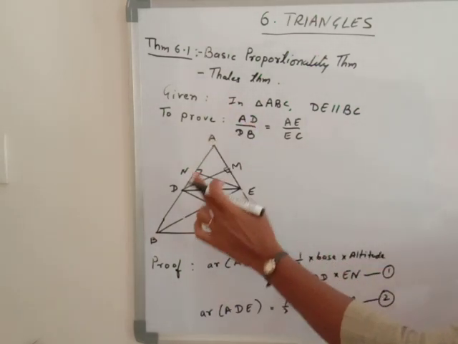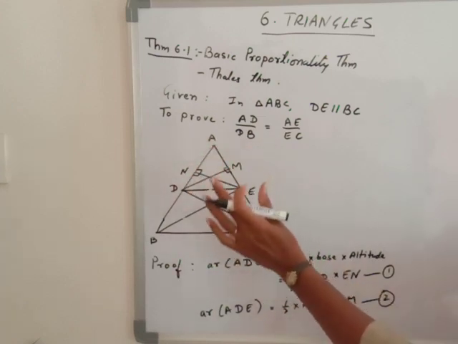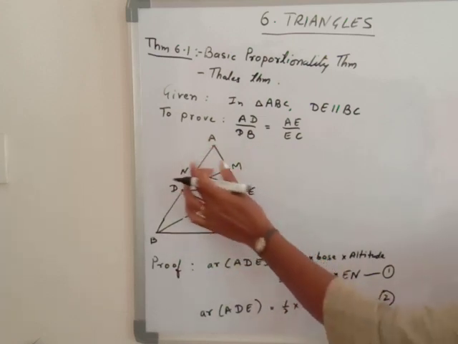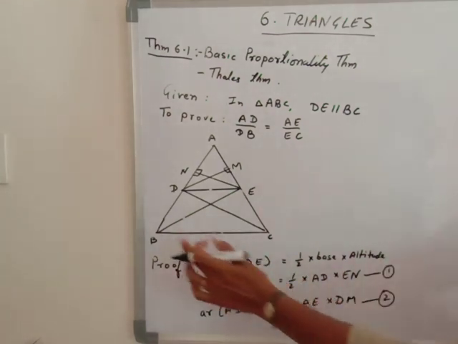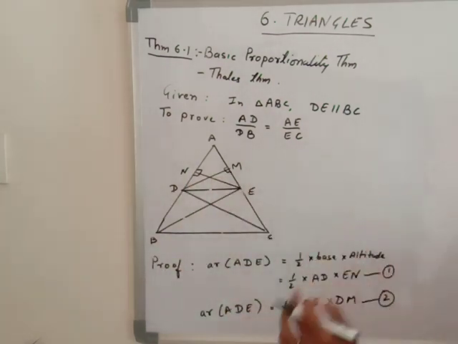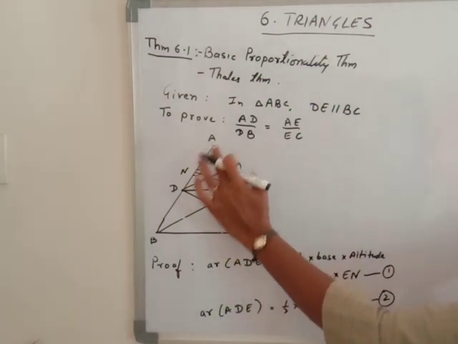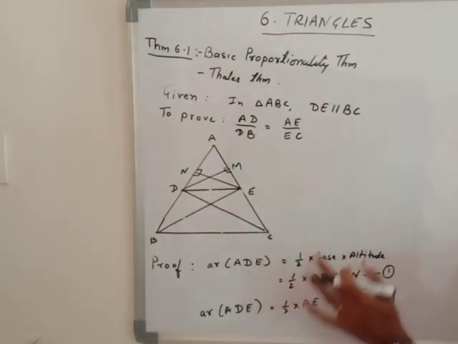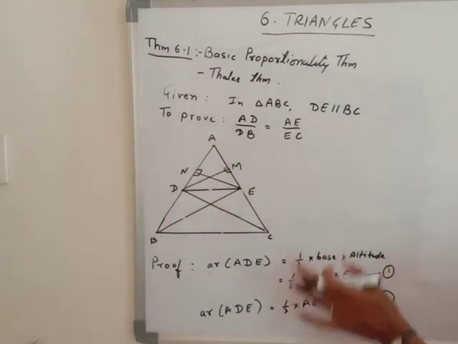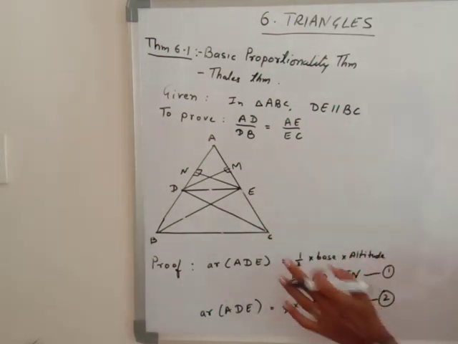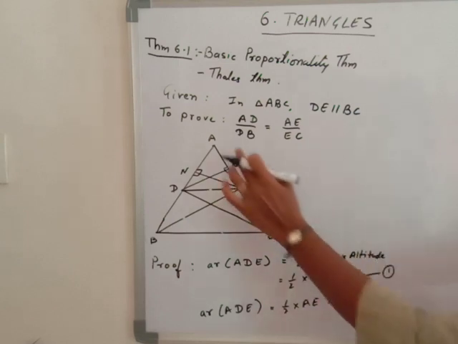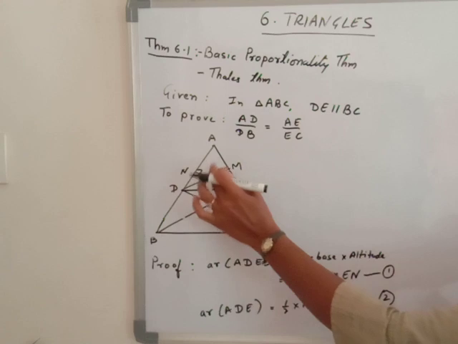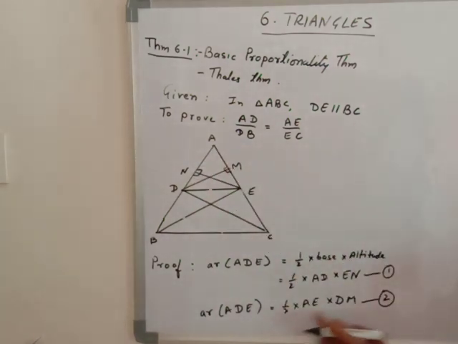First of all, I will make the construction. What construction? I will draw DM the altitude, EN the altitude. Second, I will join BE and CD. Then I will find the area of ADE. Only ADE. This theorem, some people think it's very complicated, but it's very easy if you go systematically. So ADE, area half base into altitude. This is my one formula, and again this is base and this is altitude. So I am getting this. Okay, now let's continue.